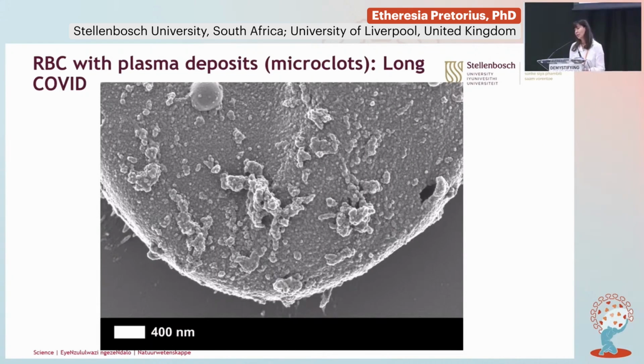This is just a close-up of the red blood cell of a long COVID patient with the microclots just packed onto the membrane. And once again, if one looks at this scanning electron microscope view of a red blood cell, one can imagine that the red blood cells would not be able to function properly when they are so severely impaired with microclots covering their periphery.